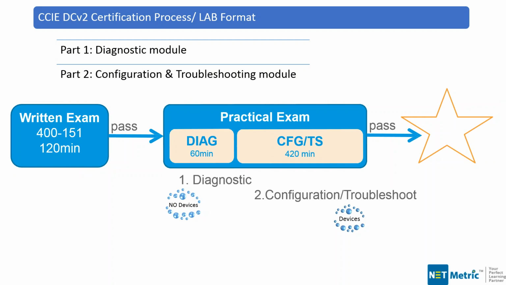Okay. Now, once you have cleared your written, then you can go and book your lab from the Cisco OLSM website, and there are no prerequisites as of now for the CCIE written. That means you don't have to do CCNA, CCNP, and then only you can write CCIE Data Center. No, there are no prerequisites. You can directly go and write the written examination over here. Once you have cleared your written exam, you have passed.